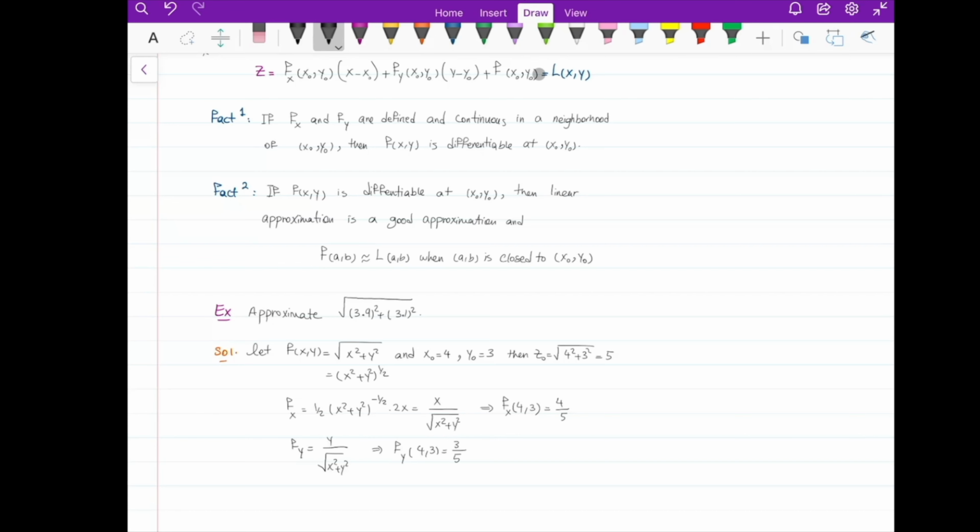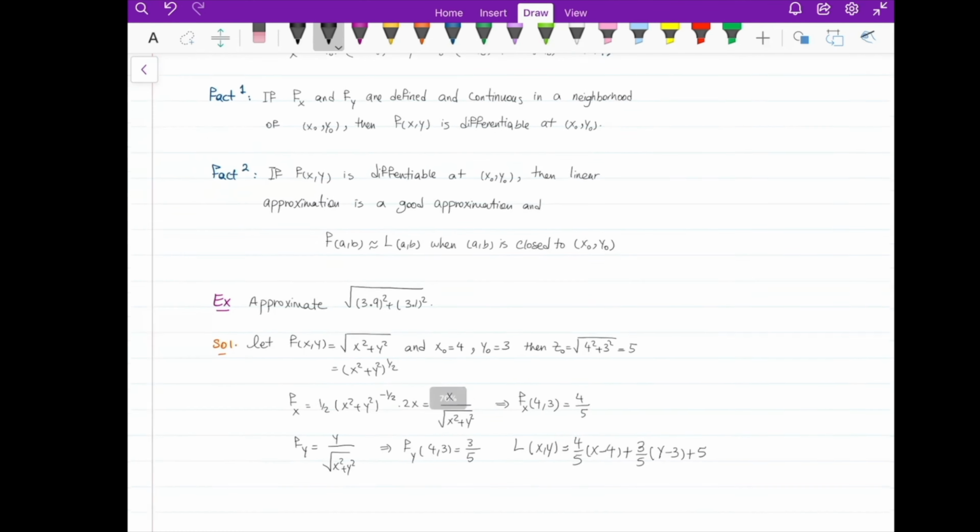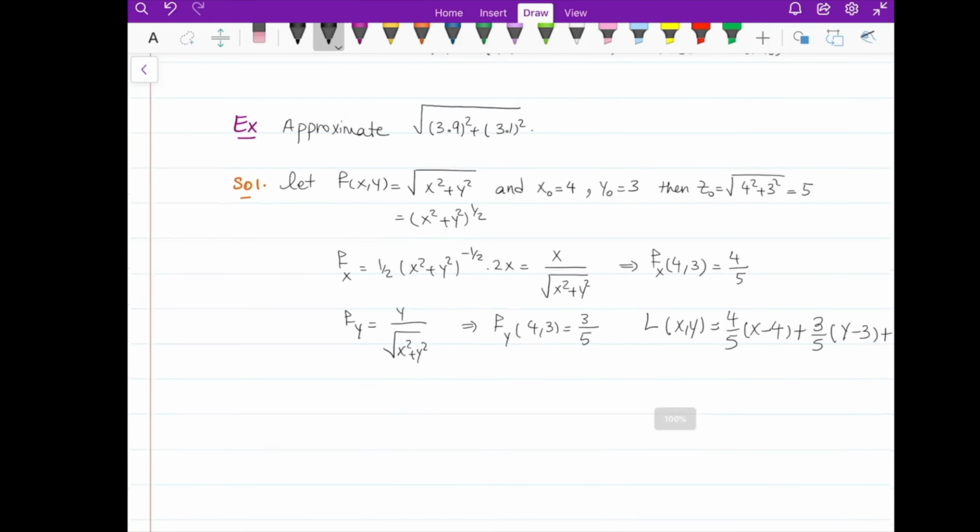Okay, and I'm going to write L of x and y to be what? The partial derivative with respect to x, which is 4 over 5, times x minus x naught, which is 4, plus the partial derivative with respect to y at the point x naught, y naught, which would be 3 over 5, and then y minus y naught, which would be 3, plus f of x naught, y naught, which would be 5. Very good. So that was the linear approximation.